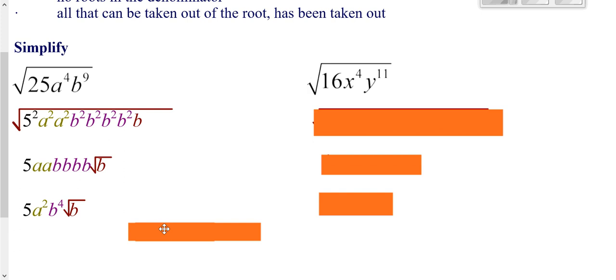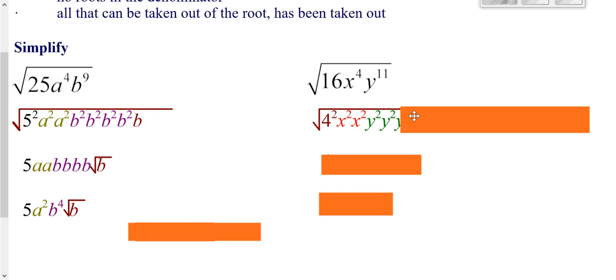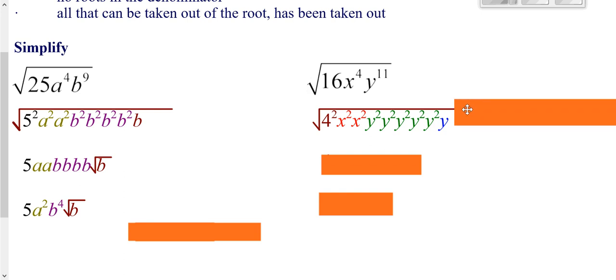So that's the main difference in some of these problems today compared to yesterday's, is that not all the roots will disappear. So here, if we do this one, we'd rewrite our 16 as a 4 squared. Our x to the fourth is an x squared and an x squared. And then our y to the 11th is a y squared, y squared, y squared, y squared, and y squared, which would be a y to the 10th. Still need one more y hanging around to get up to y to the 11th.